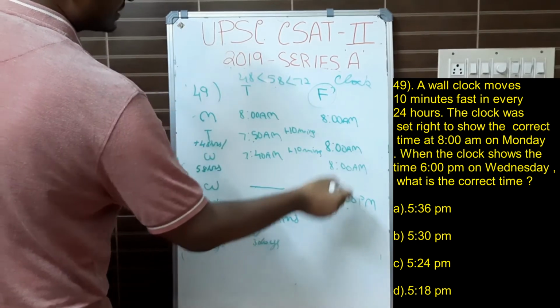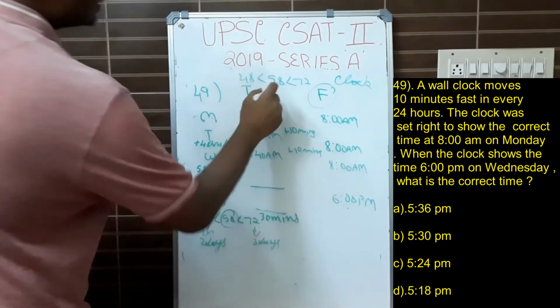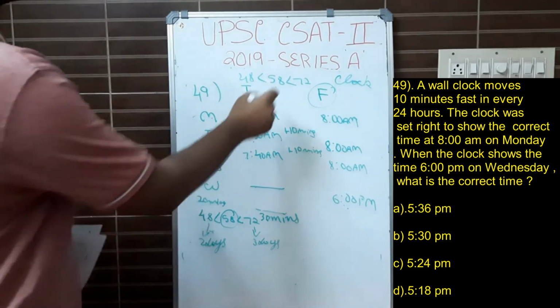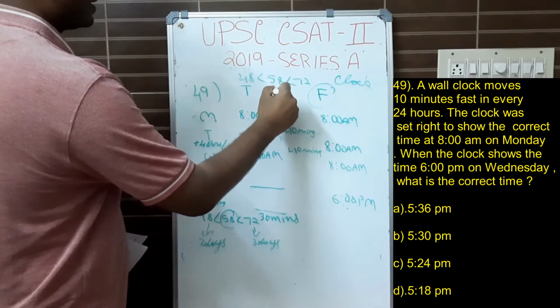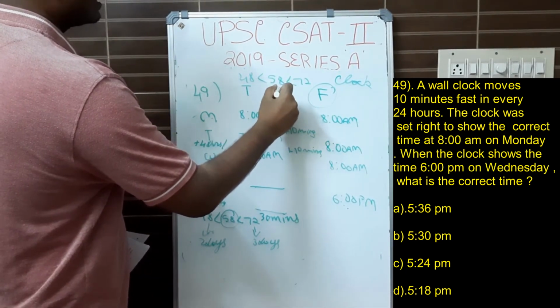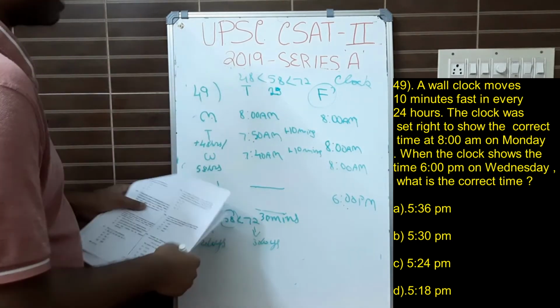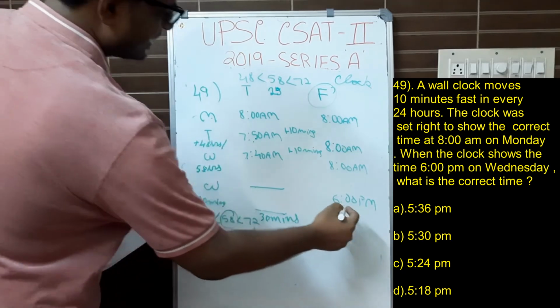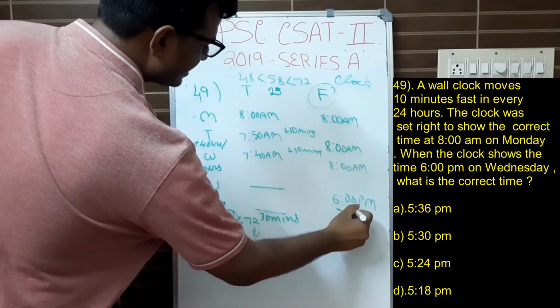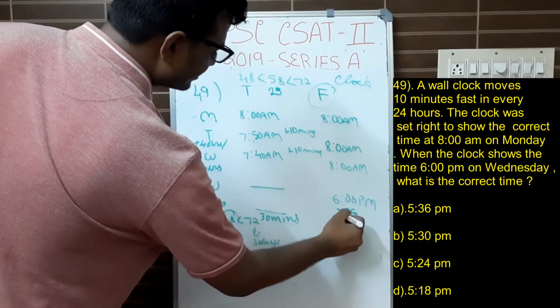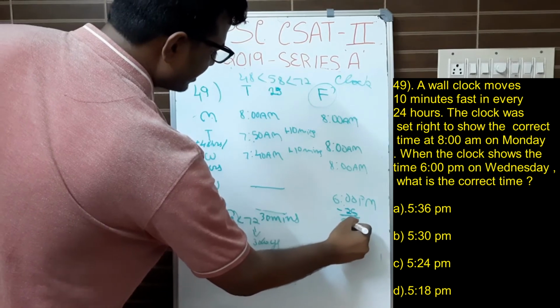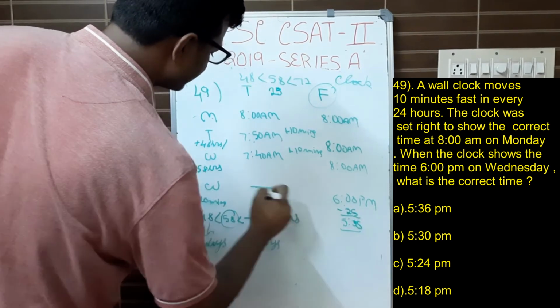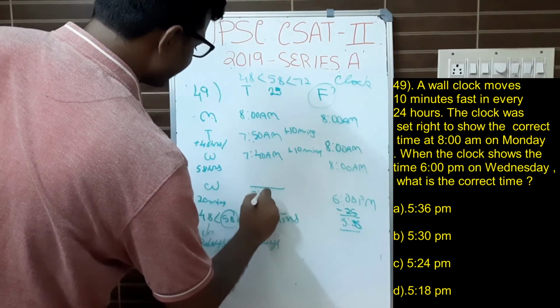58 hours elapses from 8 a.m. of Monday. So we know that it's somewhere in the middle, so it's around 25 minutes, approximately. So we have to deduct this 25 from 6 p.m. We will get minus 25 minutes approximately. We are not going to the exact value. We'll get somewhere around 5:35 p.m.